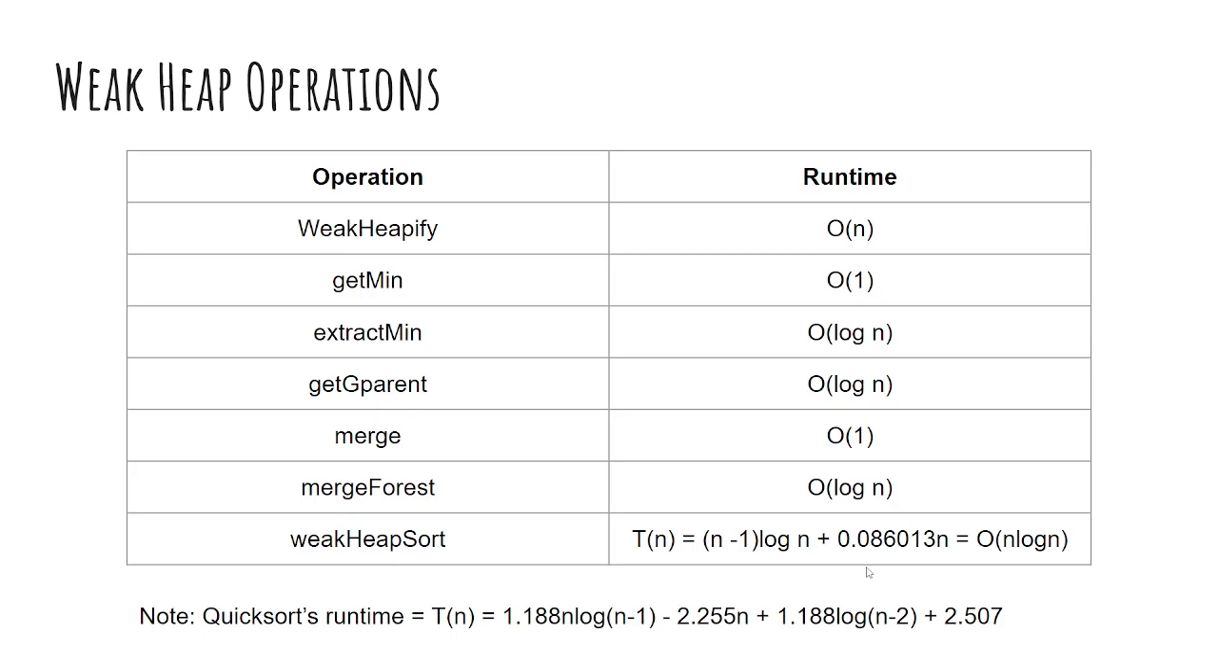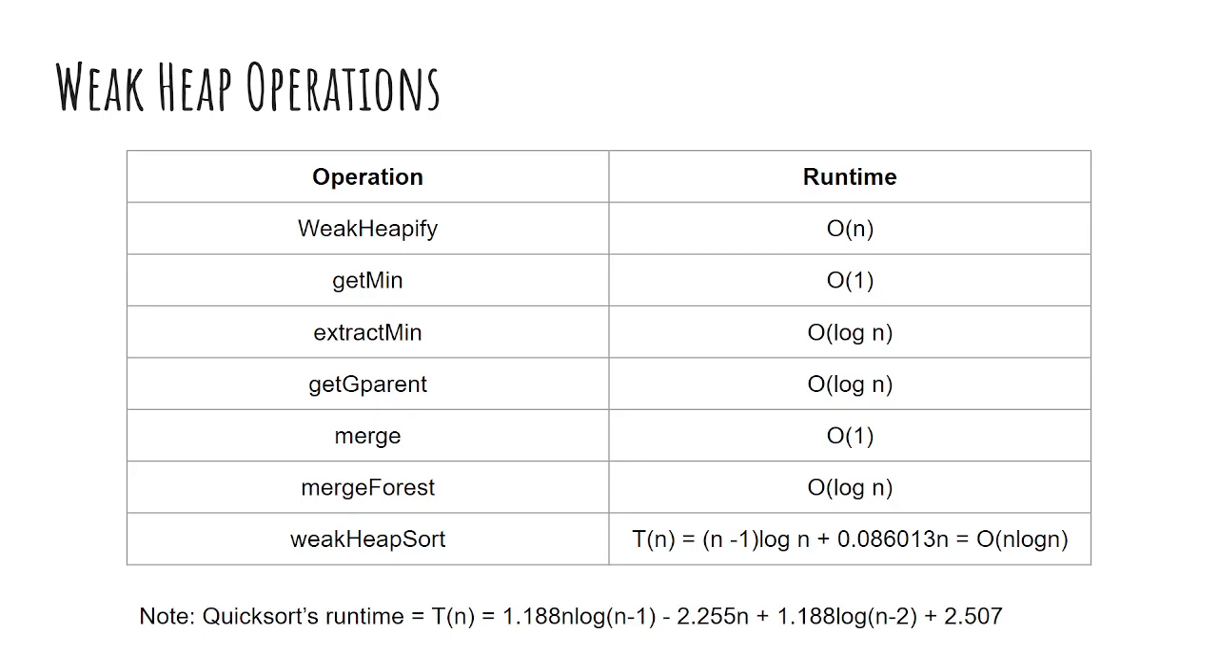Now, for merging, merging is simply a succinct comparison. It's going to be very clear once I go over the example, but it's very simple. It's just a swap if the first node is less than the second node. MergeForest, however, is logarithmic, and it consists of several merges between different weak heaps.